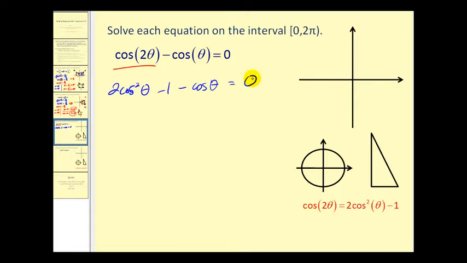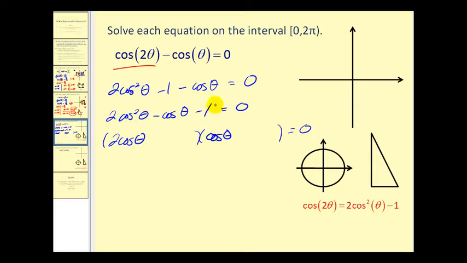This is in quadratic form, so let's go ahead and put these terms in descending order. This is factorable: 2 cosine theta, cosine theta. Now we have to play around with the factors of negative 1. If we put a minus 1 here and a plus 1 here, the outer product is negative 2 cosine theta plus the inner product of 1 cosine theta equals the middle term.